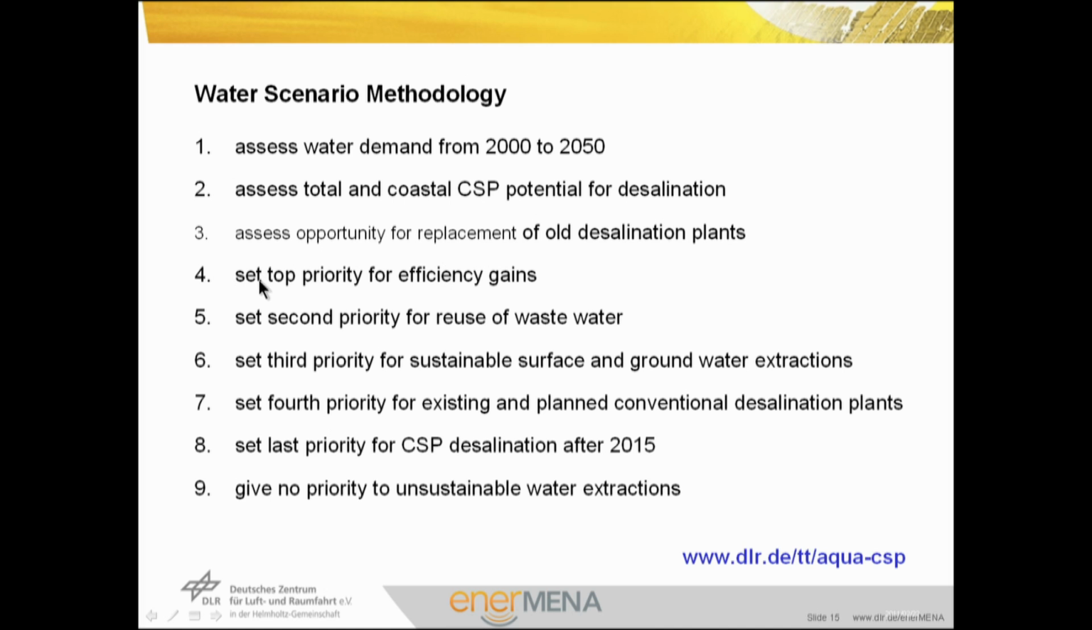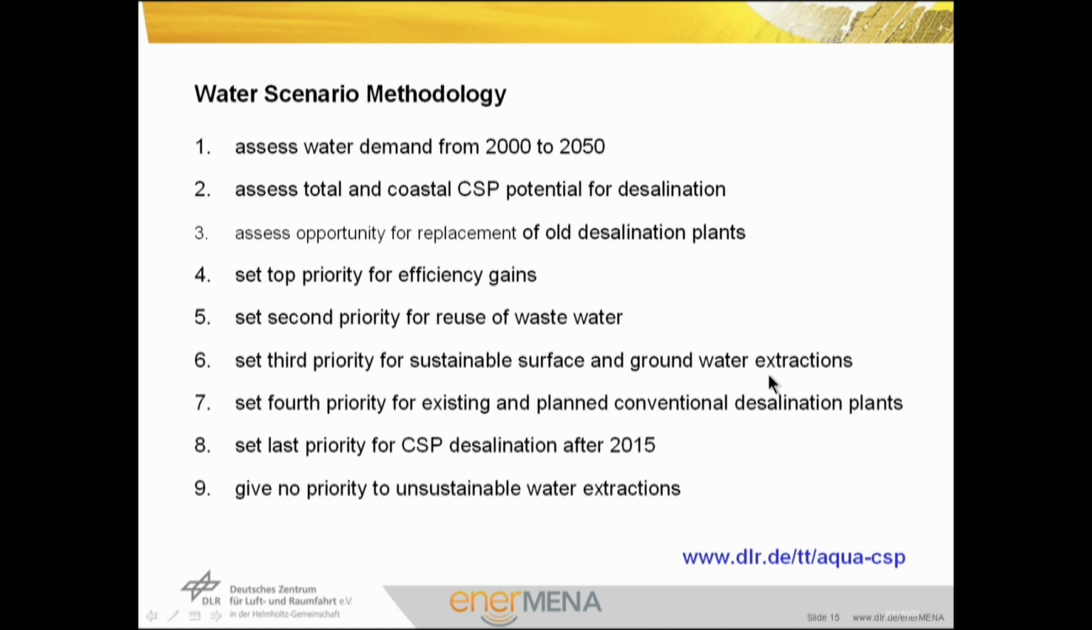The top priority was set for efficiency gains. That is the first measure and the most cost-effective measure that can be taken for increasing the supply of water. The second priority was given to the reuse of wastewater, from municipal water to use it for irrigation, for example. The third priority was set for the sustainable use of surface and groundwater extractions, which are of course available, but unfortunately very limited in the MENA region.